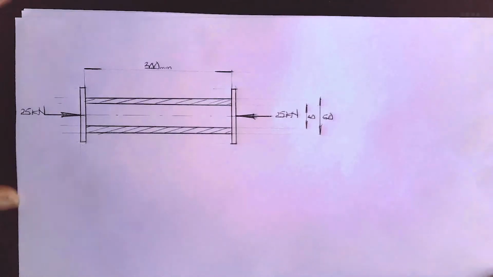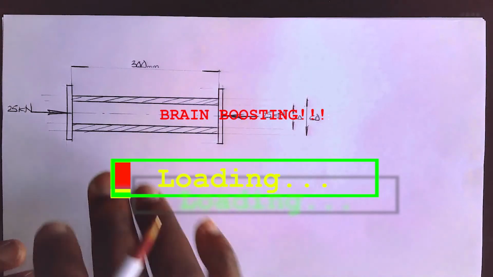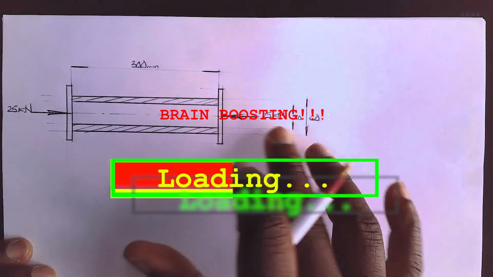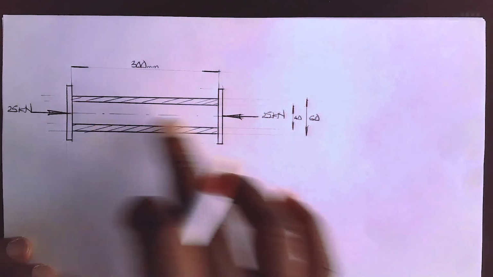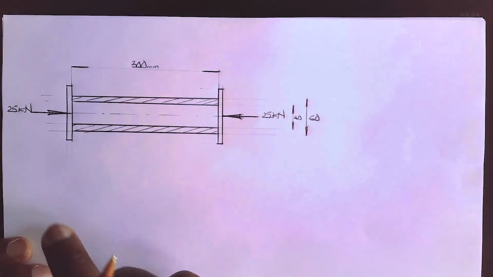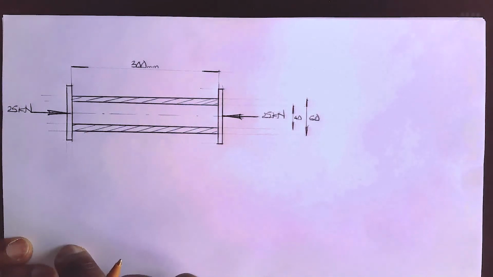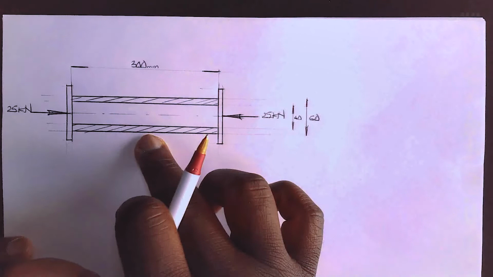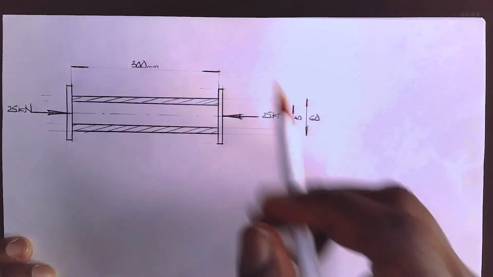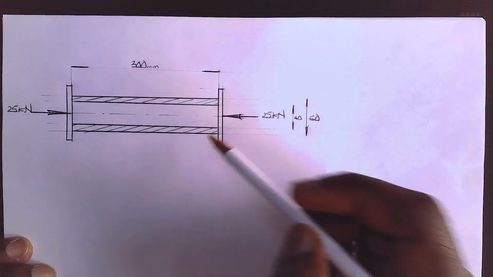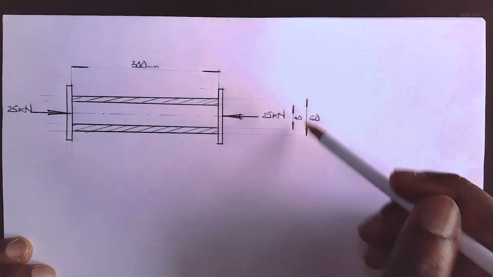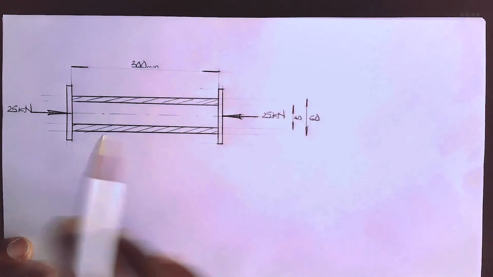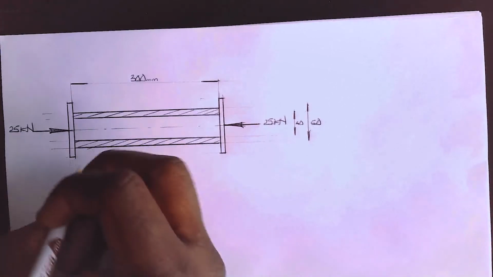Right, let's work through this problem. So we have our brass tube, is being compressed by a 25 kilonewton force. The length of the tube is 300 millimeters, and from the problem that we have, it's actually a hollow tube, so the internal diameter is 40 and the external diameter is 50. So let's note this information down.